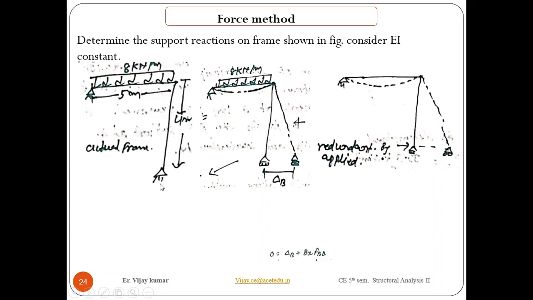So the roller's vertical movement is restricted, but horizontal movement is allowed. That's why it is going to deflect like this. This is the delta B, which has happened due to the force applied. Actually, the force is applying at the member, and then we need to apply the redundant force, whose value I need to find. So that's how it is going to deflect.